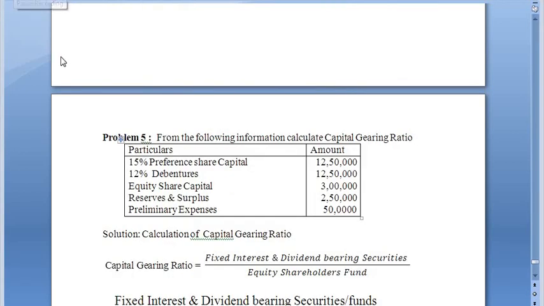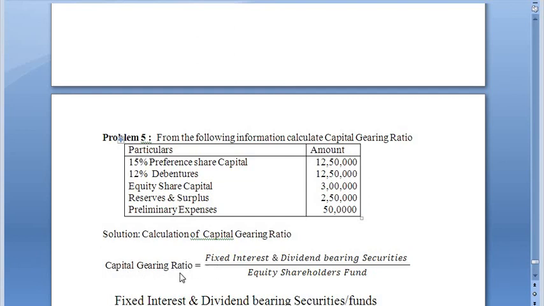Okay, and the last problem for today's class is problem number 5. Again, this is on solvency ratios. Third one. From the following information, calculate capital gearing ratio. Okay, and this is the information given: preference share capital, debentures, equity share capital, reserves and surplus, and preliminary expenses. Okay, so next slide, write solution, calculation of capital gearing ratio.